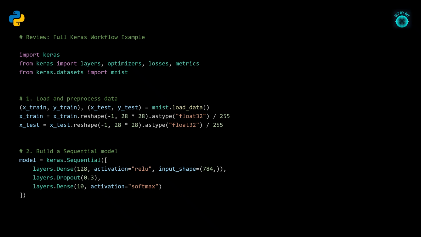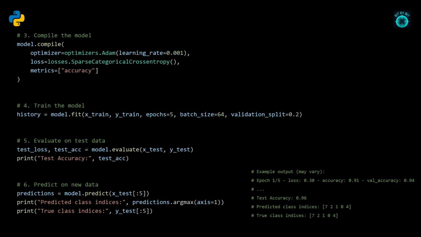It begins with a dense layer of 128 neurons using the ReLU activation function. Then, a dropout layer randomly turns off 30% of neurons to prevent overfitting. Finally, the output layer uses the softmax activation to predict one of 10 possible digit classes. We compile the model using the Adam optimizer, the sparse categorical cross-entropy loss, and accuracy as our metric. This defines how the model learns and how it would be evaluated.